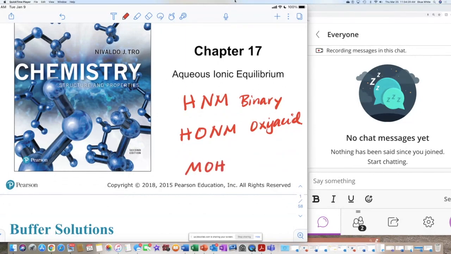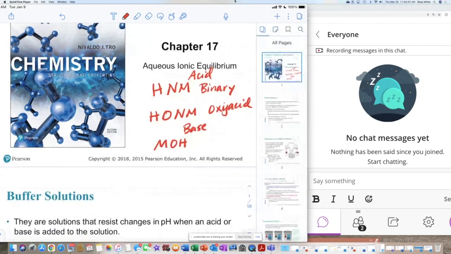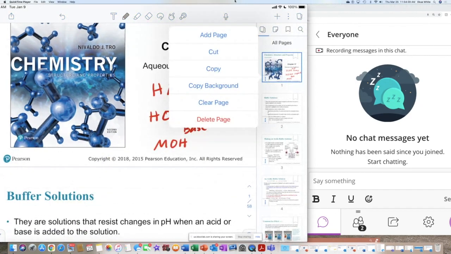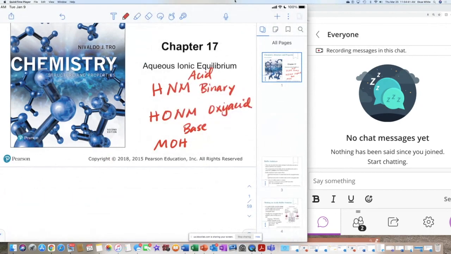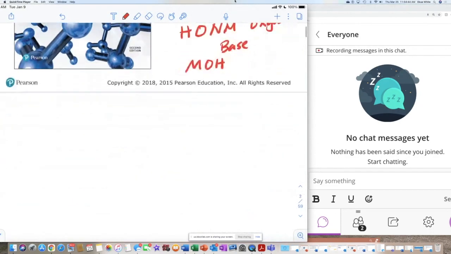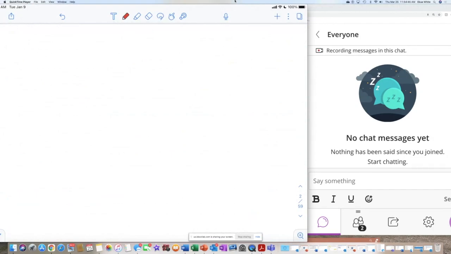We talked about strong acids and weak acids, right? So these are both acids right here. This is a base. And so I want to give a list real quick of examples of strong acids. So with the strong acids, in the previous chapter, we talked about the following strong acids.